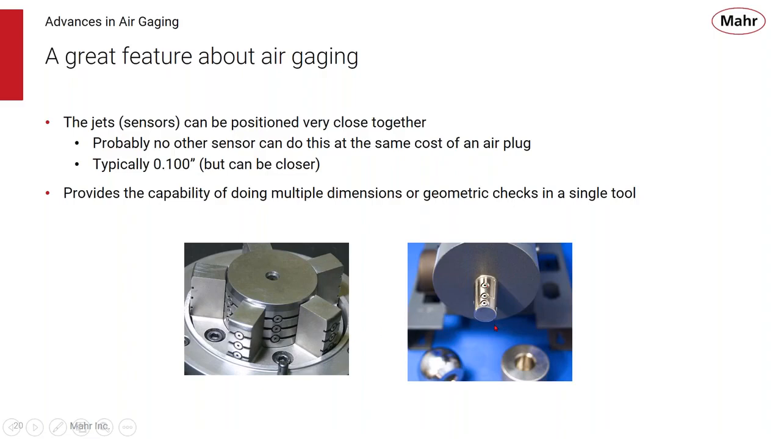And you can get some pretty small diameters. You know, some of the hip implants and so forth are very small tapers. And again, with the air jets, they're very small. You can get multiple circuits into a very small diameter. So the jet is a great feature about air gauging, the size of the jet.